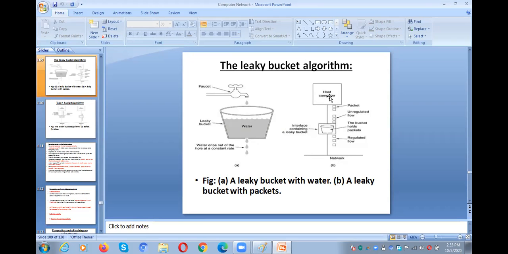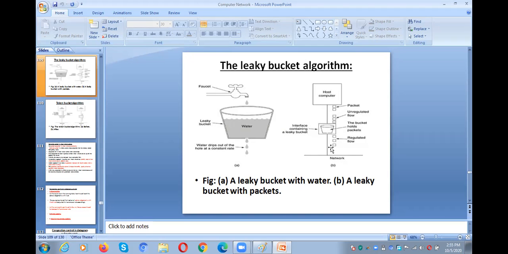Likewise, from host computer to leaky bucket, this is unregulated flow. From the leaky bucket to the network, it is a regulated flow. That means here the computer will continuously send the packets without any regulation to the leaky bucket. But from the leaky bucket, packets are injected into the network in a regulated flow. Only one packet. So what is the problem here?